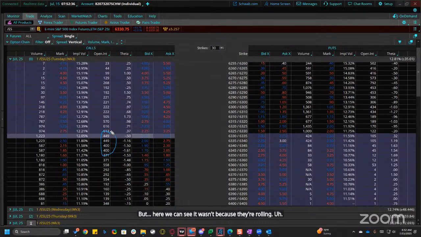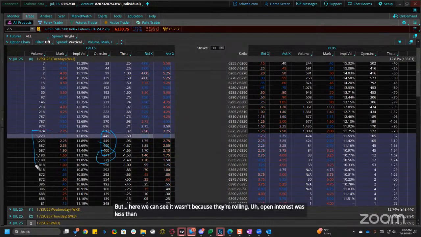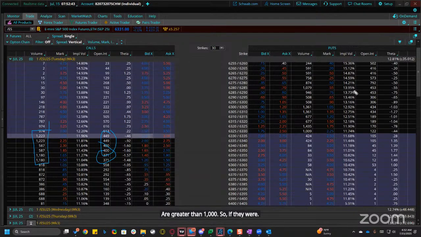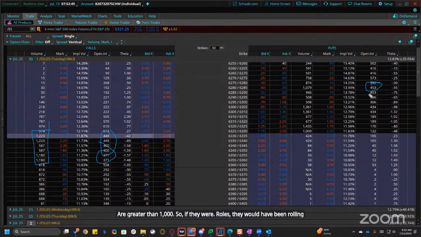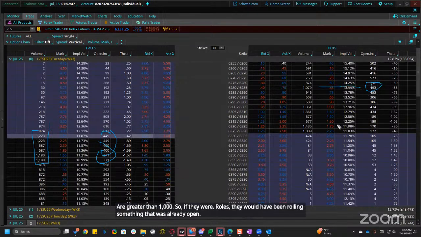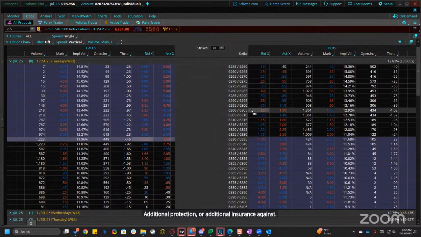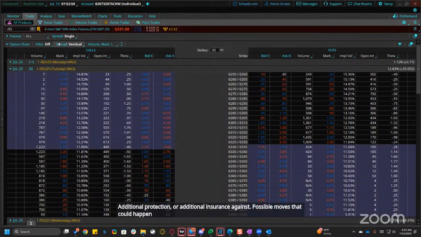Open interest was less than 1,000, and the trades that came in are greater than 1,000. So if they were rolls, they would have been rolling something that was already open. These are new positions. These are hedges that are coming in. Additional protection or additional insurance against possible moves that could happen today. That is what they're doing.